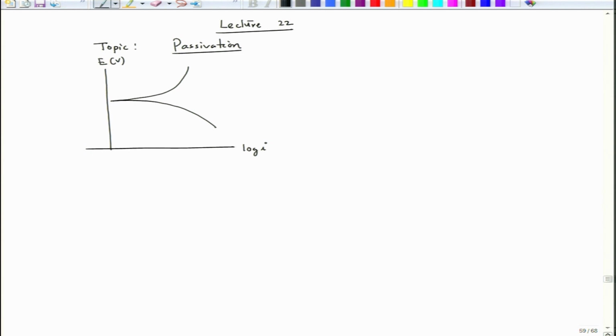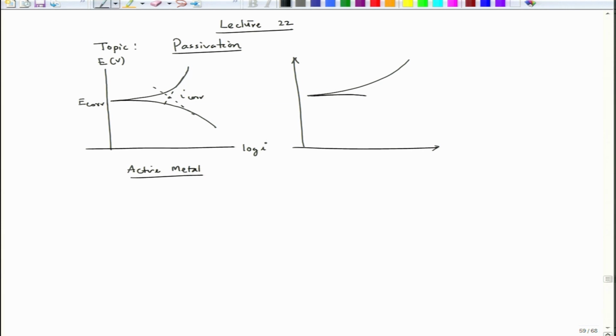This is the kind of polarization we experience for an active metal, where this point is E corr, and then you can draw a straight line and get I corr. Fine. So, this is the polarization plot you get for active metals. In case of an active metal, another type of polarization graph could be like this.